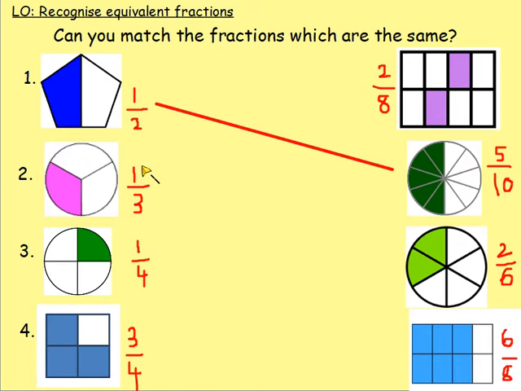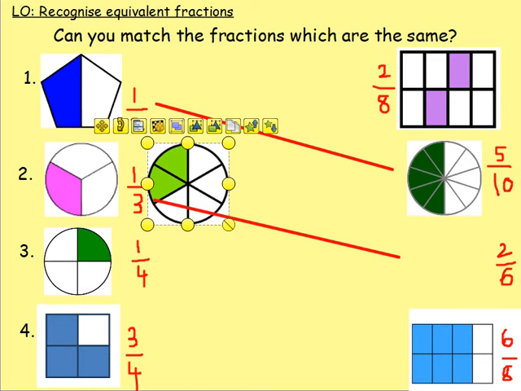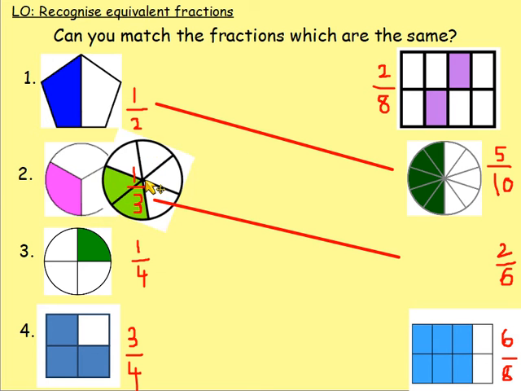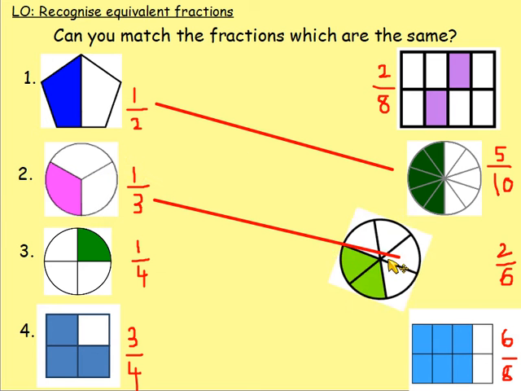So if you have a look here, look, we've got 1/3. 1/3 would be matched to 2/6. Double 1 is 2, double 3 is 6. And if you look carefully, if I move this over here for a minute, if I move it round, can you see why? The same area has been shaded.